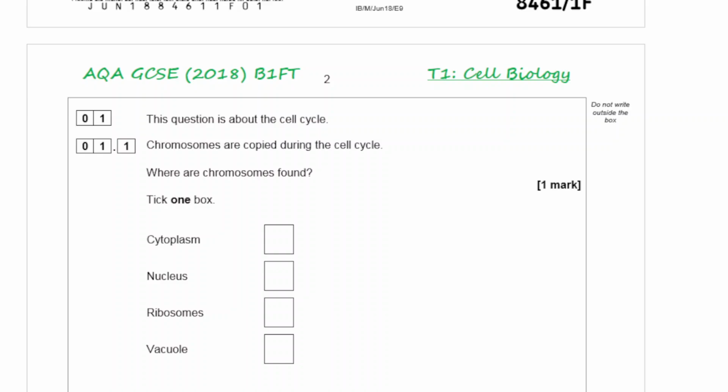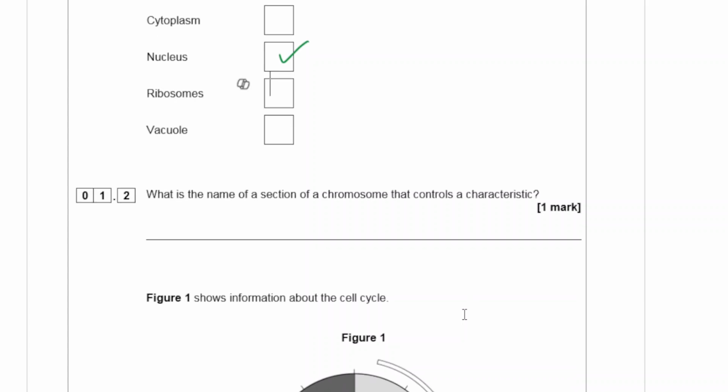This question is about the cell cycle. Chromosomes are copied during the cell cycle. Where are chromosomes found? That would be inside the nucleus. What is the name of a section of chromosome that controls a characteristic? That would be a gene.